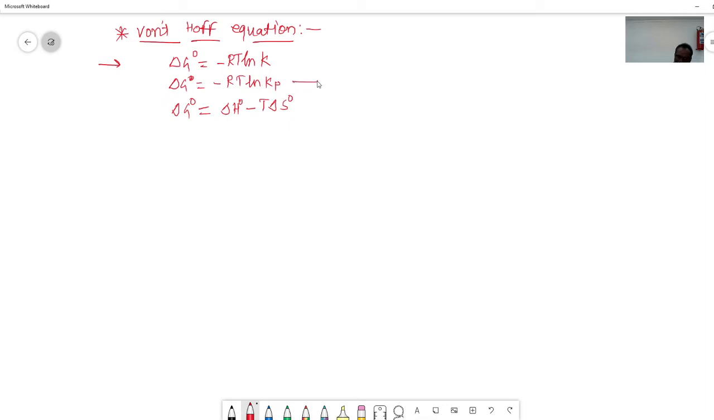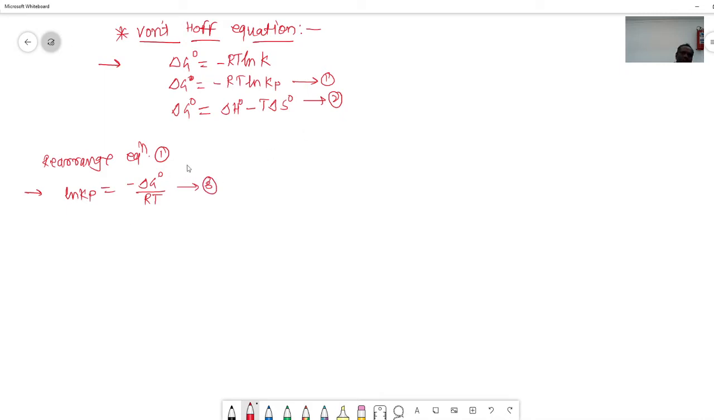Now we know the terms. Suppose this is equation number 1 and this is equation number 2. If I put equation 2 in equation 1, what does it come out to be? Before that we will rearrange equation 1. Rearranged, ln Kp is equal to, this minus sign will come to this side, therefore minus delta G0 divided by RT. Let's consider this equation number 3.